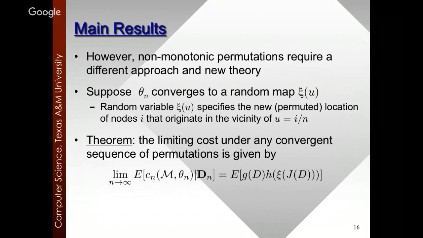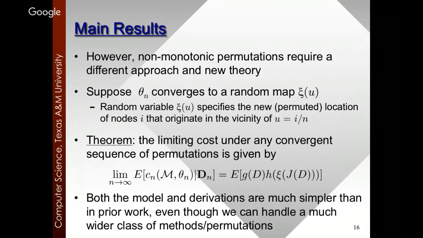So the conclusion we arrived at using this random map is that the c function is applied to this J of z, and that's still a simple formula to look at. So the conclusion until here is that even though we can handle a much wider class of permutations and methods, all expressed in this simple form, the model and derivations are much simpler than prior work.